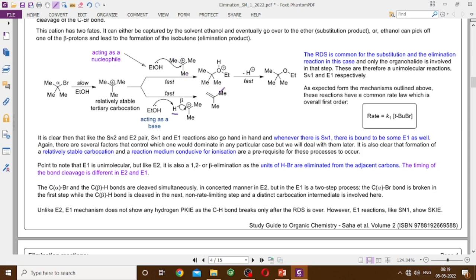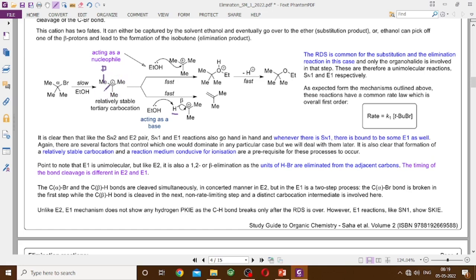CH bond তারপরে ভেঙেছে, after the RDS is over, we do not expect any primary kinetic isotope effect for the E1 reaction, and we do not get that. What we get is secondary kinetic isotope effect, because if you had CD bond here, then hyperconjugation will be kind of less effective for this carbocation.